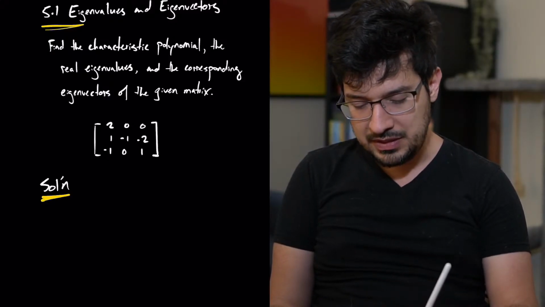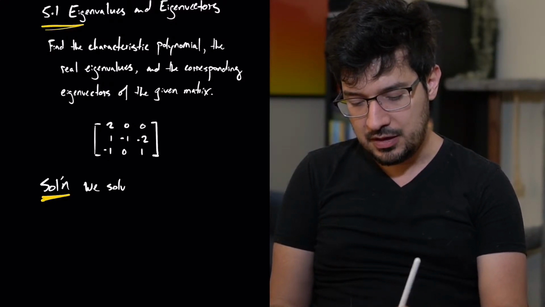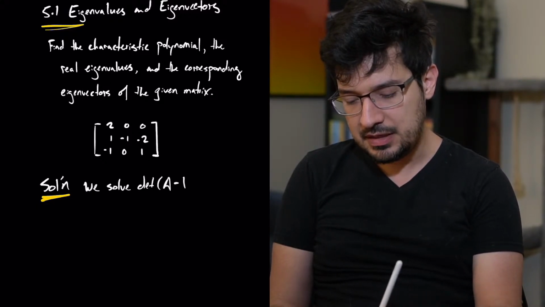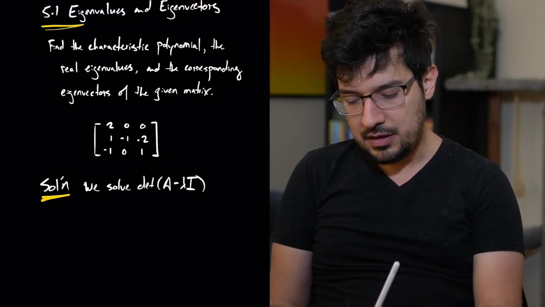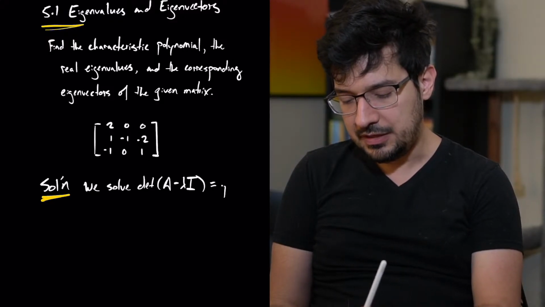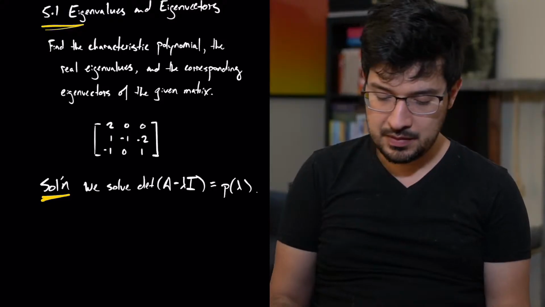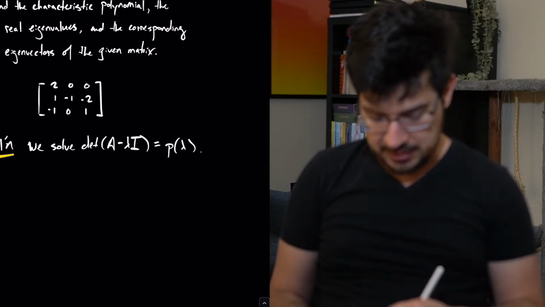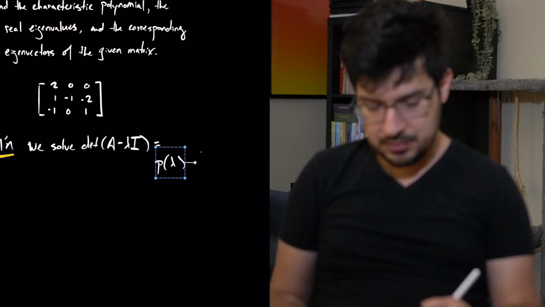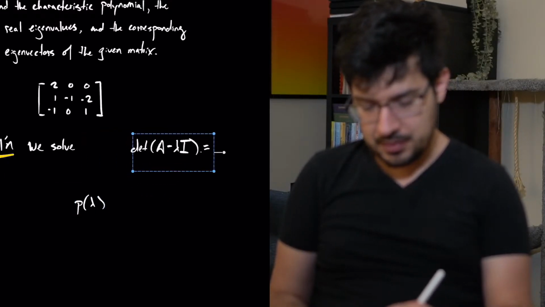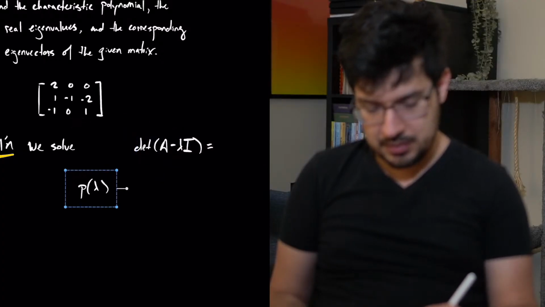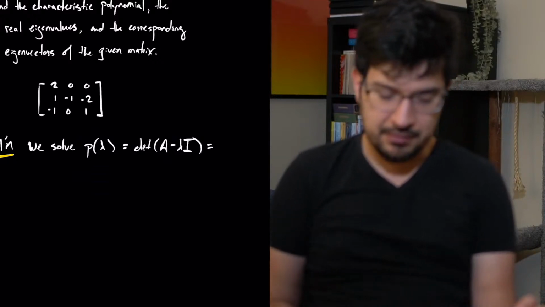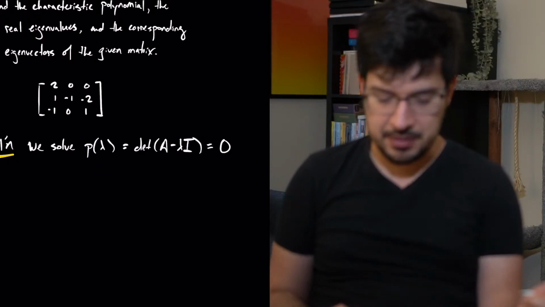Solution. Okay, so we solve the determinant of A minus lambda I, which is the characteristic polynomial. And we set that equal to 0. Let's rearrange a little bit. Let's do it like this. P of lambda equals determinant of A minus lambda I equals 0.